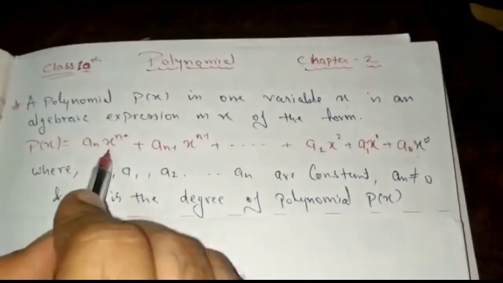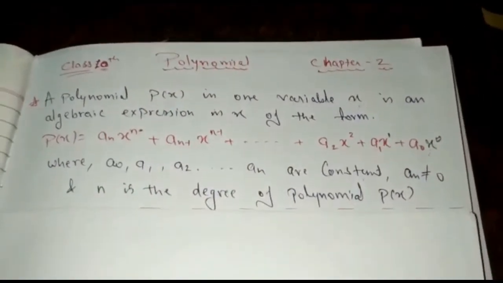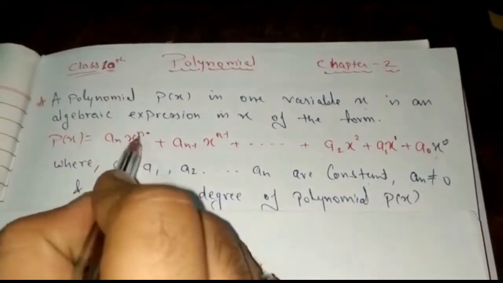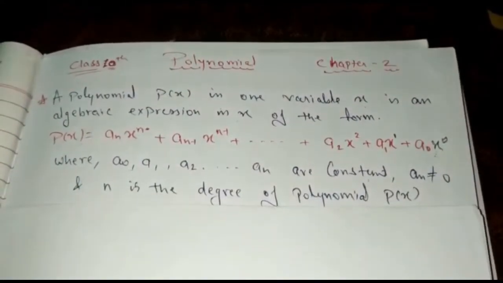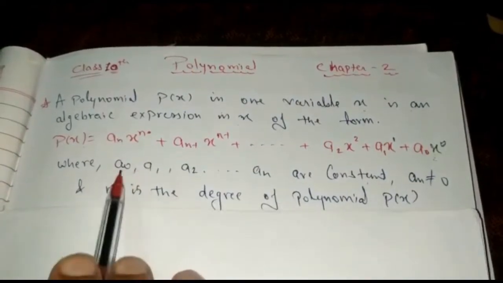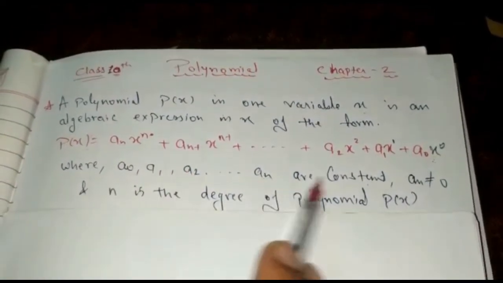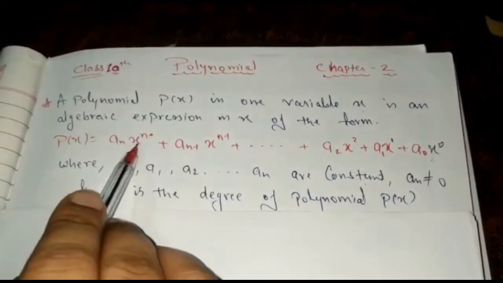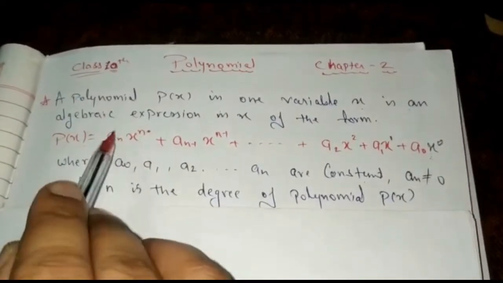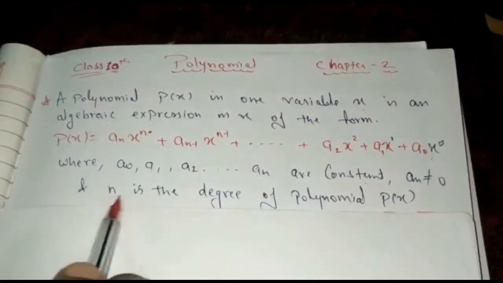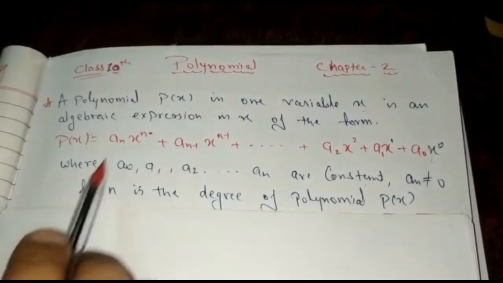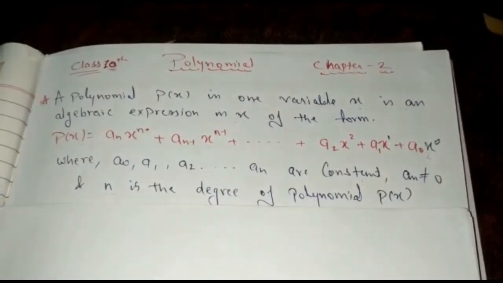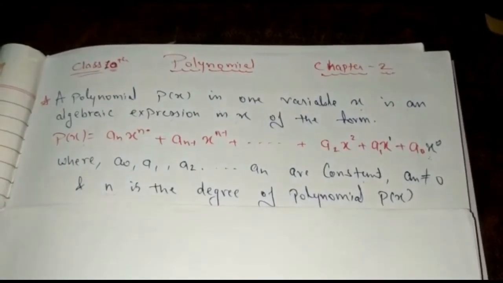The highest power of the variable is the degree. We already discussed this in class 9th. Here the highest power of the variable is n, so n is the degree of the polynomial, where a_0, a_1, a_2, ..., a_n are the constant terms, and a_n is not equal to 0. Because if a_n is equal to 0, then this whole term becomes 0, and then n minus 1 will become the degree of that particular polynomial.